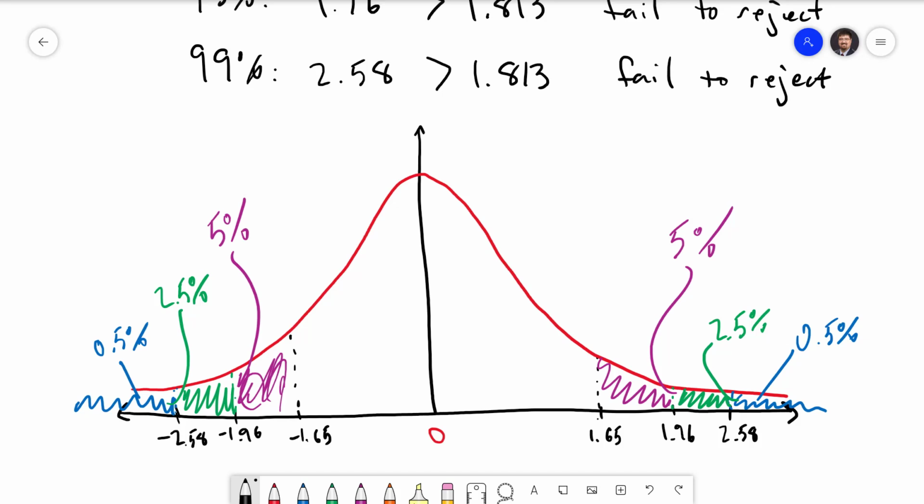We can then put our t-statistic on this graph. What we got was 1.813, so that's somewhere in between 1.65 and 1.96. We could put that on either side. If we look at the area under the curve to the left of negative 1.813 and to the right of positive 1.813, that adds up to greater than 5%, but less than 10%. And so this is going to correspond with rejecting at 90%, but failing to reject at 95%.